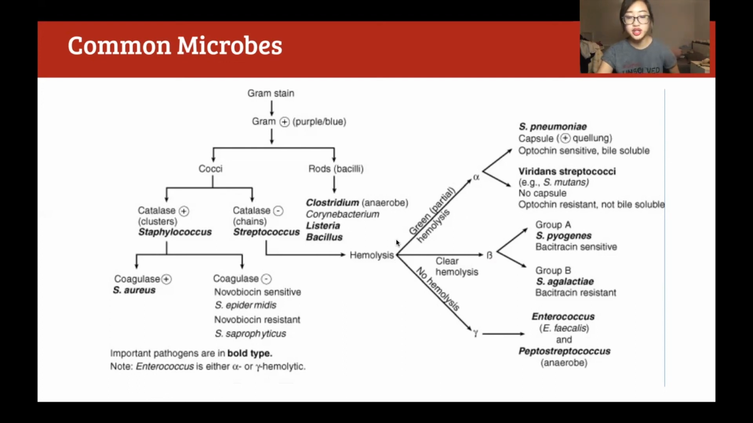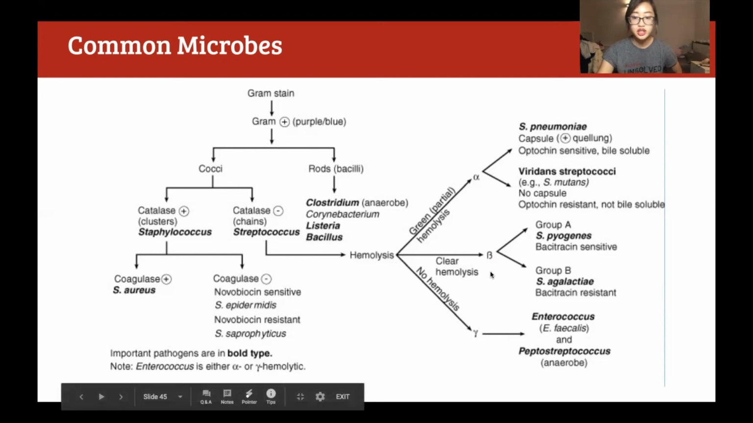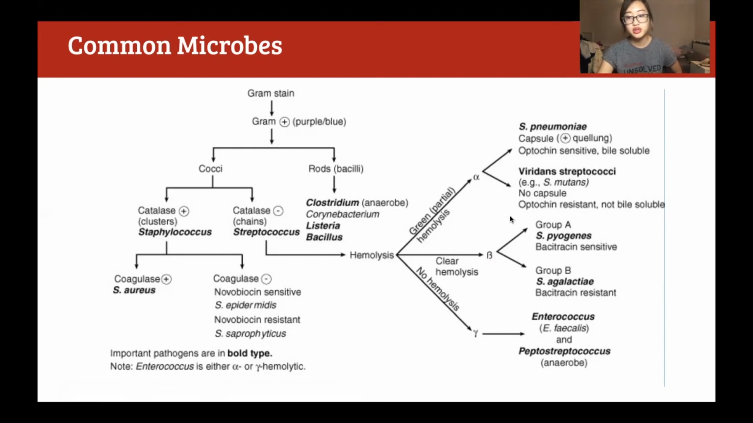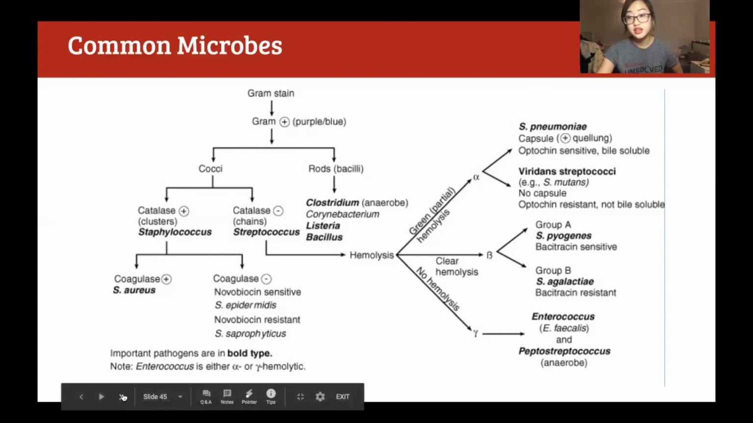So that's when you go through the hemolysis test. The hemolysis test can be green, can be clear, or there can be no hemolysis, right? So this is when you have your different types of strep. Yeah. Once again, this is way more detailed than you guys actually need to know, but just remember the important ones like Staph aureus, and as we'll go on later, Vibrio cholera, and yeah.